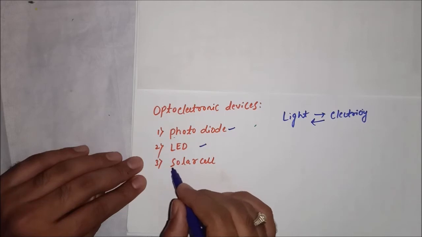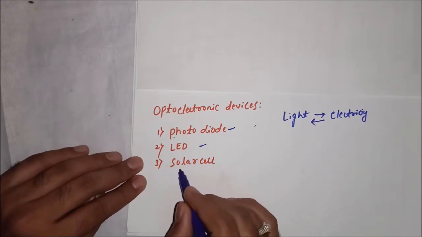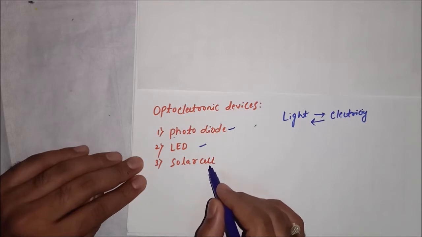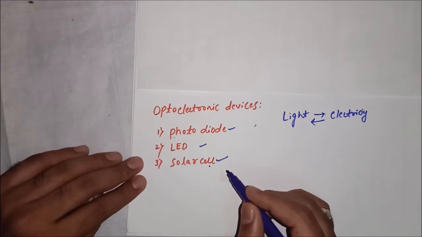And next one is solar cell. All of you know what is solar cell. Solar cell is again a diode which converts solar energy into the electrical energy. Remember.